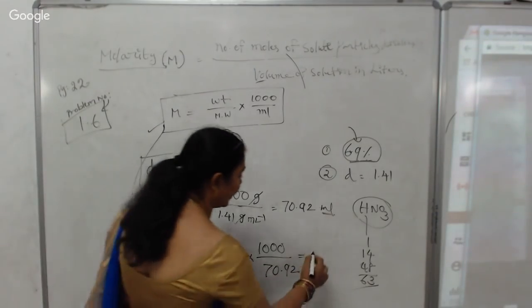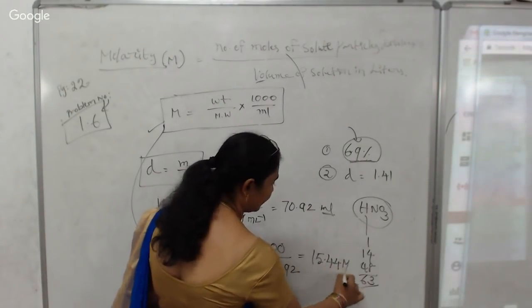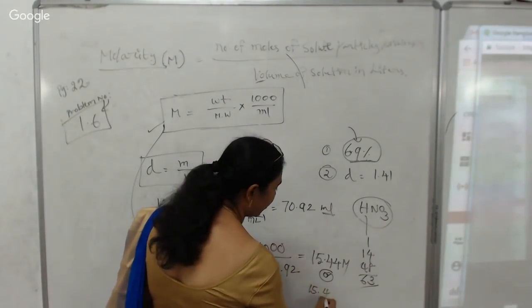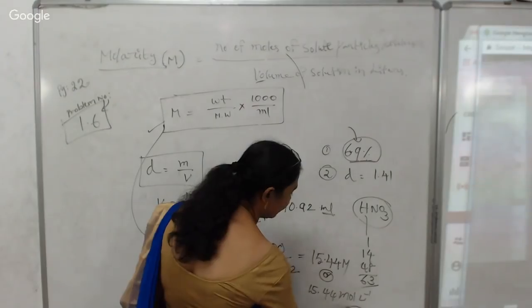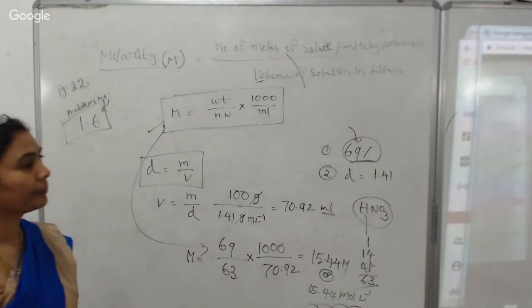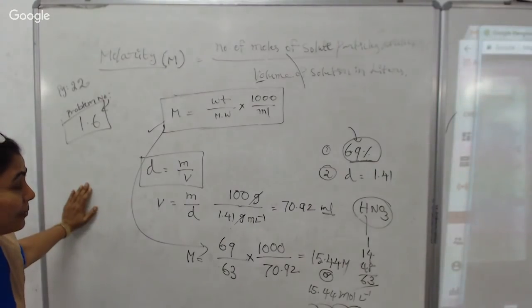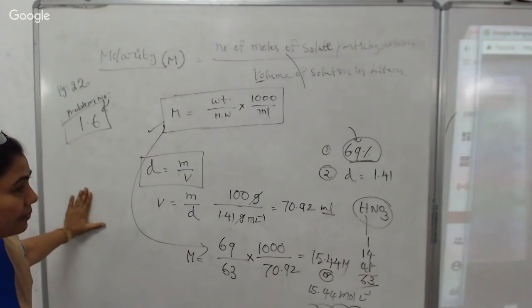If you calculate, you will get 15.44 M or 15.44 moles per liter. Is it clear, children? Clear? Write down fast.